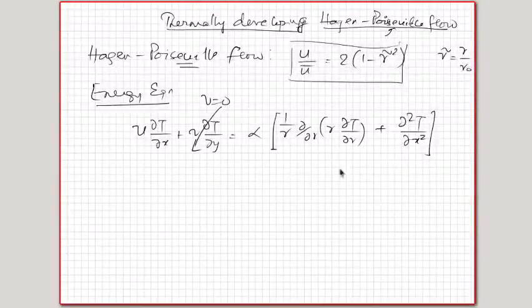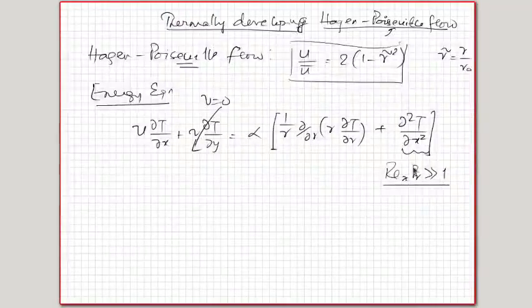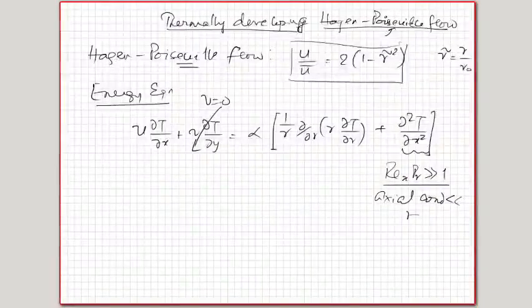And we had also looked at the case where Re_D Pr is much greater than 1. In this direction, the axial conduction is much less than radial conduction.